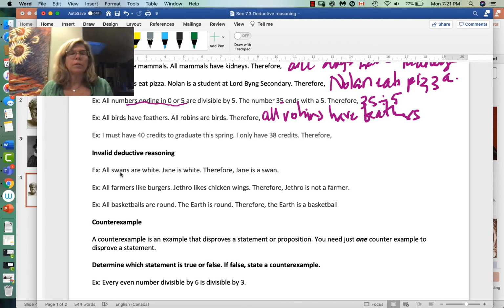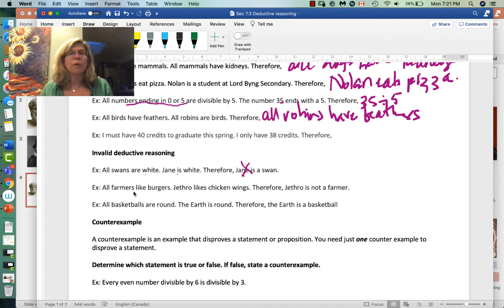Well, first of all, I don't know for sure that all swans are white. I think they're all white. And even if they are, Jane is white. Caucasian, I suppose. But you've got the whole wrong species here. You can't go from this one to this one, and therefore Jane is a swan. Well, that's not the case.